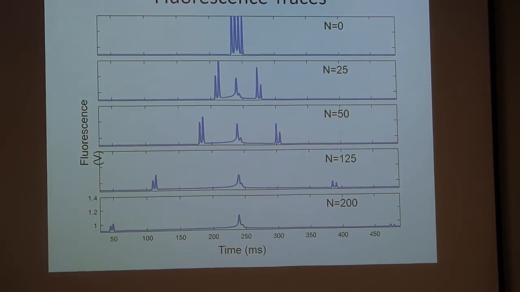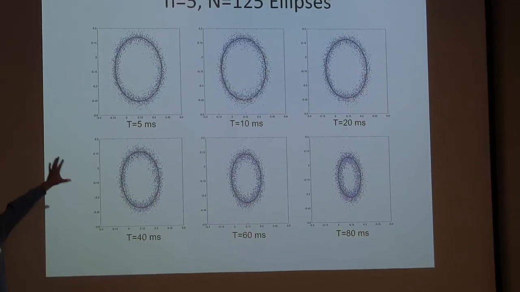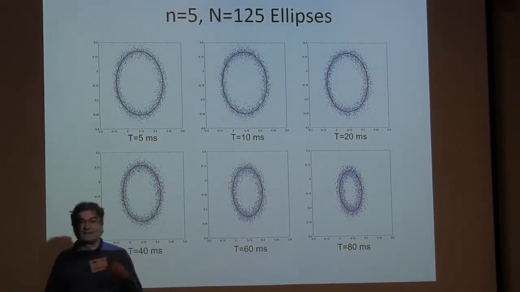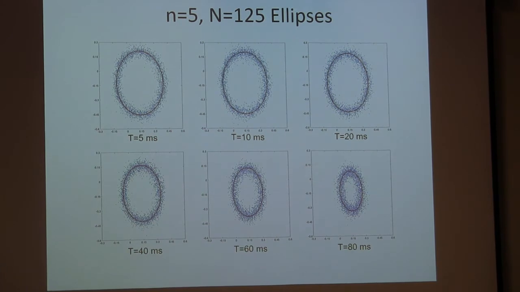And then you take the 4 outputs and you plot the ellipses. So as the pulse separation time goes up, the signal to noise gets a little worse. But on the other hand, the phase goes up, so you're still winning.